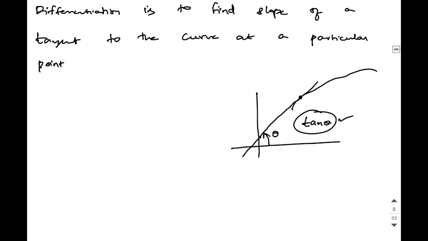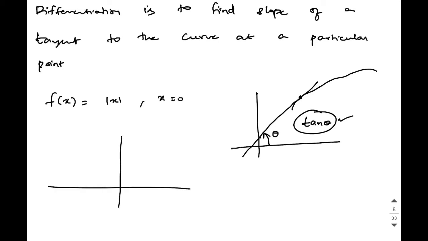Now with respect to this question, if you have f of x is equal to mod x, then at x is equal to 0 we need to find the tangents. That is the given point here, according to the question. So what we are going to do here is we will represent the function graphically. We know this is the graph for mod x, right? This will be x and this will be y.